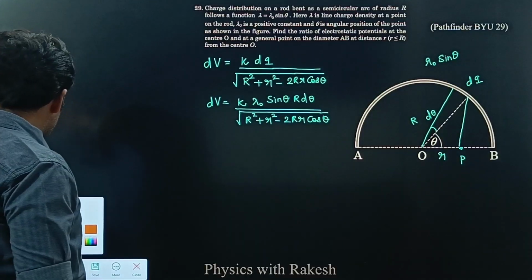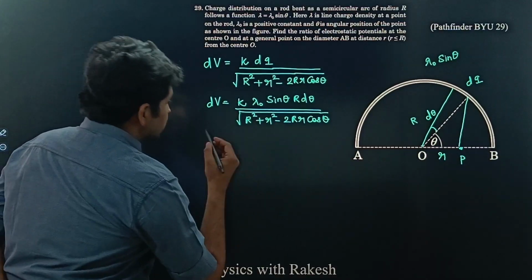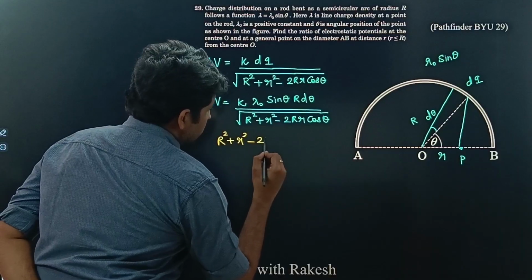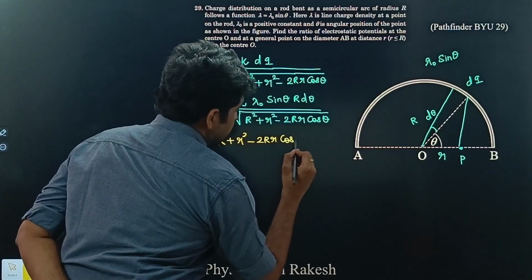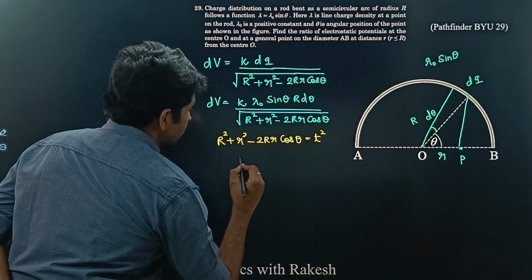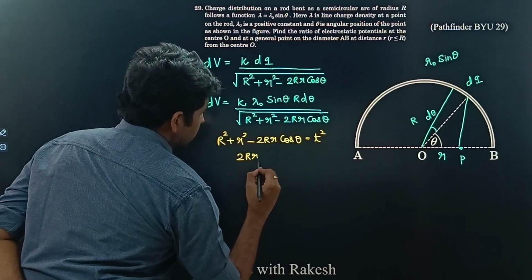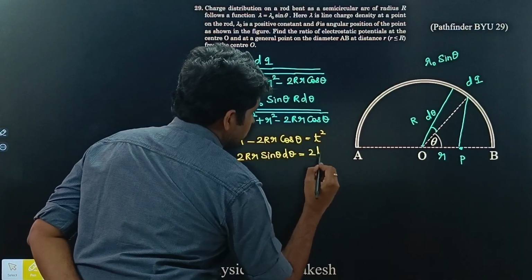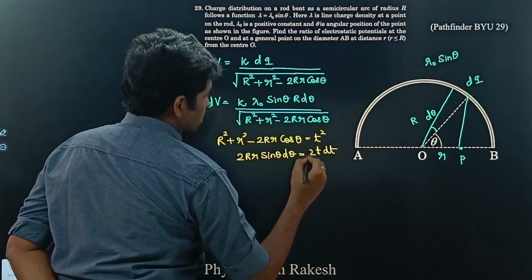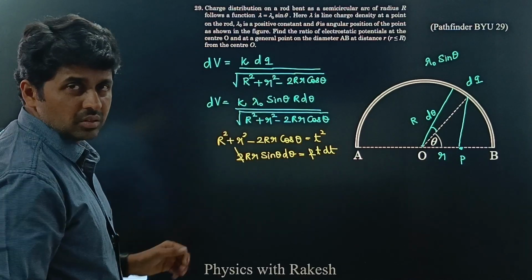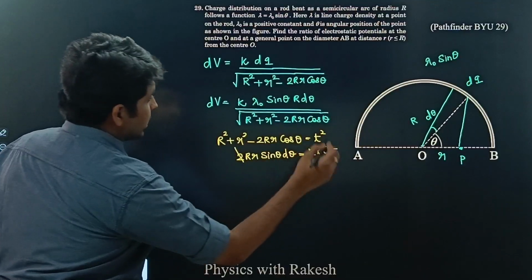Well, let's just simplify this now. We can take this term as t square. What will we get? r square plus r square minus 2rr cos theta equal to t square. And if you differentiate this, you will get 2rr sine theta d theta equal to 2t dt. The 2 cancels, and now let us just put it here. It becomes pretty simple.